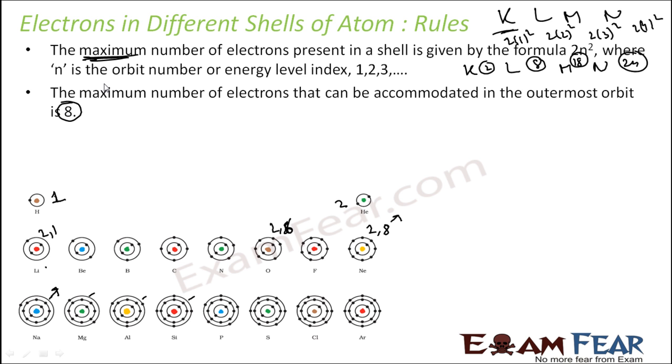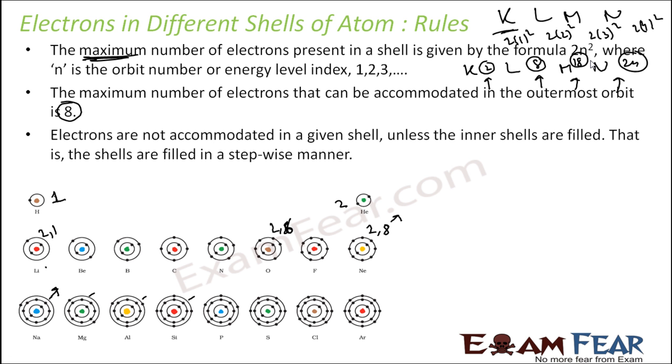So you first just see K, L, M, N. K will have 2, L will have 8, M will have 18, N will have 32, like that. But if M is, let's suppose, the outermost orbital, then it will have at the max 8 electrons. If N is the outermost electron orbital, then N will have at the max 8 electrons. That is the rule.